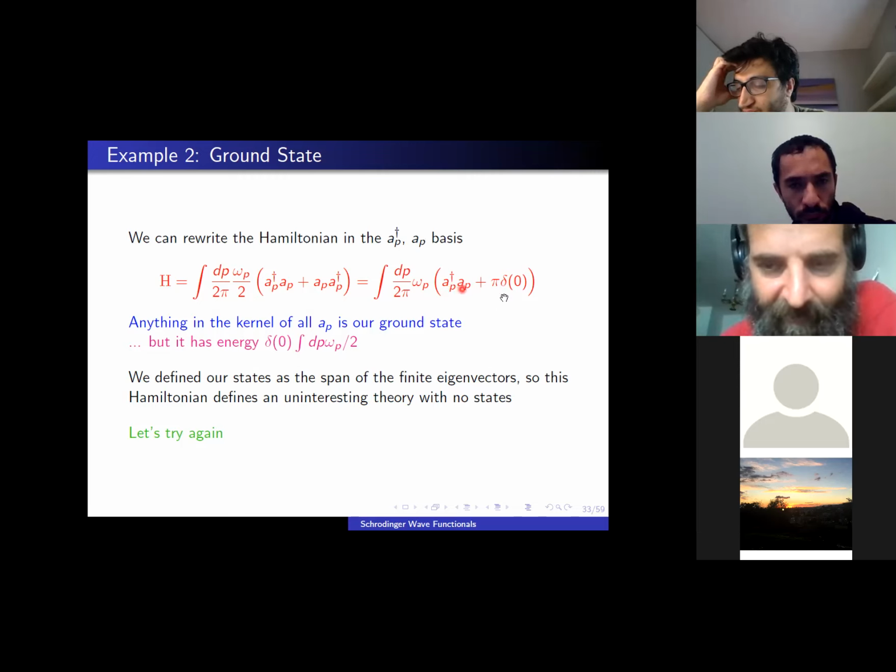On the other hand, the ground state, well, we can calculate its eigenvalue, and it's going to be this horrible infinite thing here. So the ground state isn't in the span of the finite eigenvectors. And so your minimal energy state already has infinite energy.